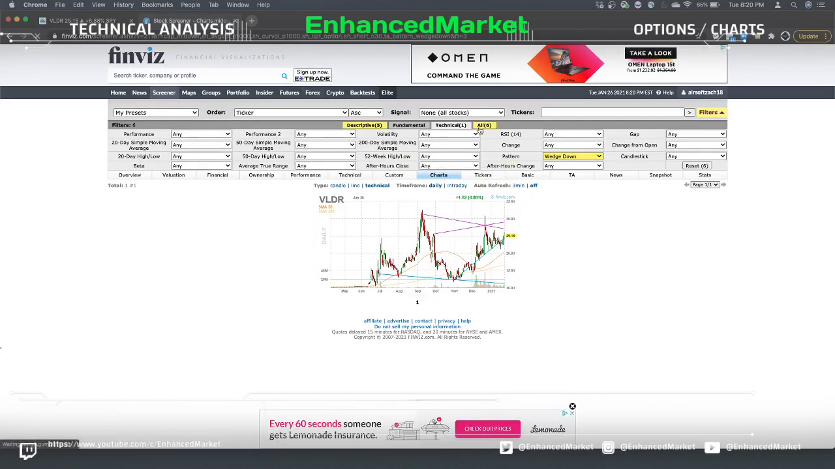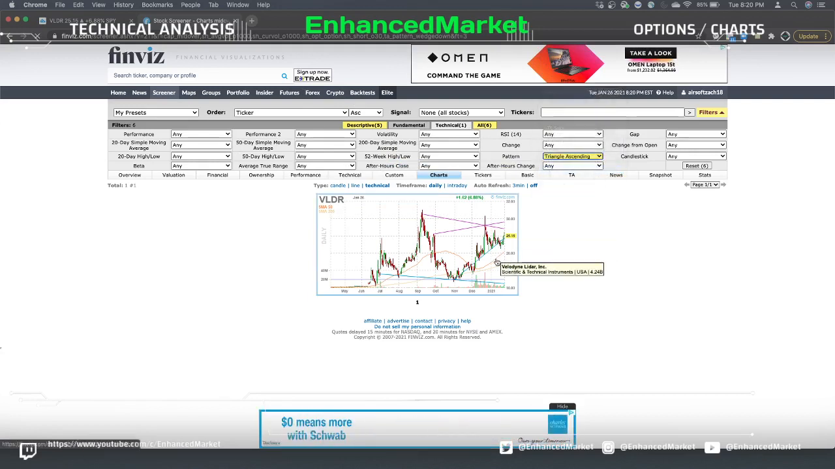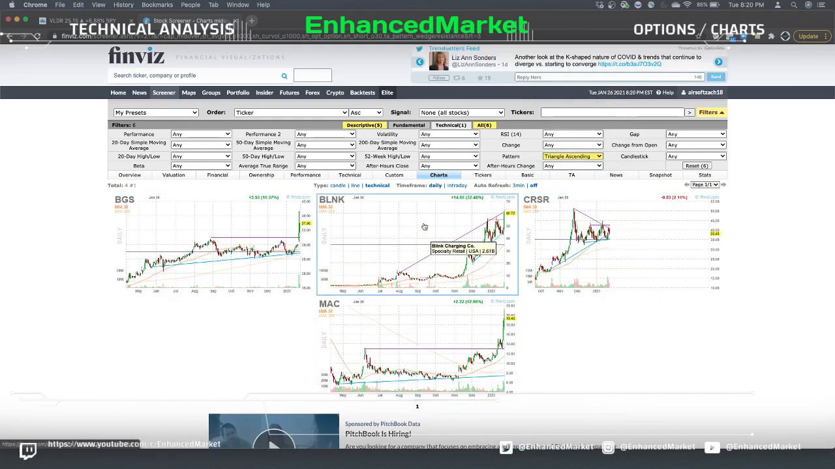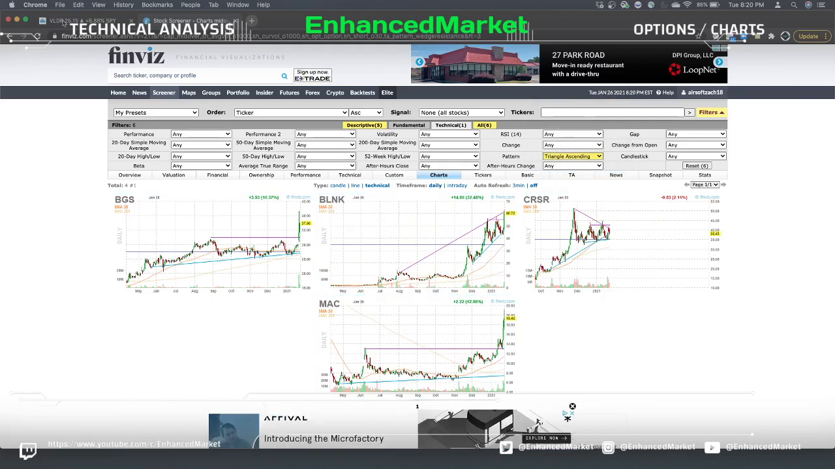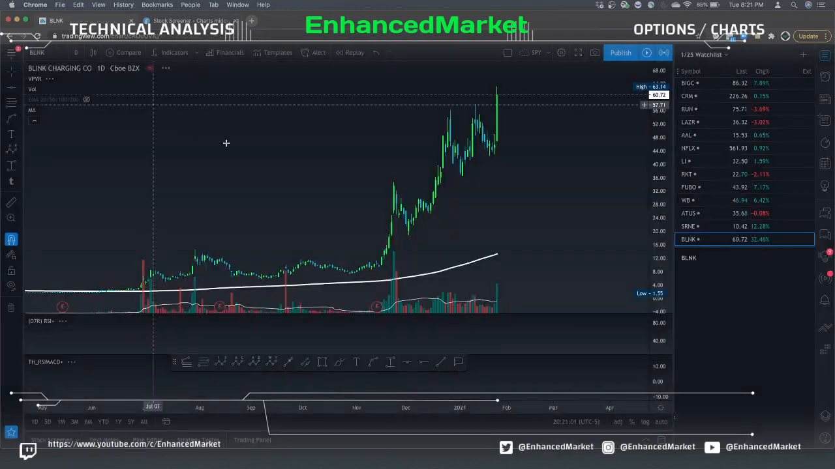Also, if I don't see any other ones I like, I'll go to a different pattern, triangle ascending or bull flag. I'll see what patterns are on here, see what I like. As you can see, Blink comes up. Blink we played, and this was an insane play. Contracts went up almost 1,000%.